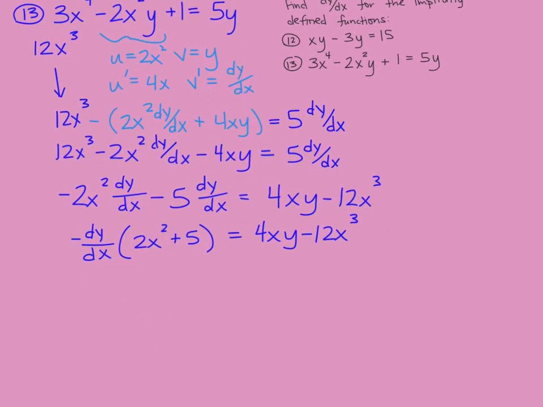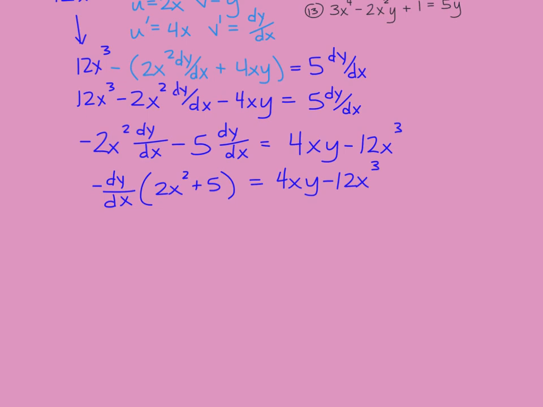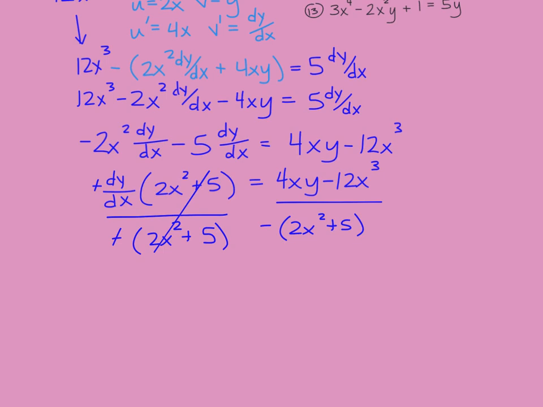Then what we can do is divide both sides by a negative 2x squared plus 5. So to write our final answer, those negatives look like plus signs, but they canceled out. So we're left with dy/dx equals, and this negative here can just go out in front of our entire fraction to make it simpler. So it's negative 4xy minus 12x cubed over 2x squared plus 5.